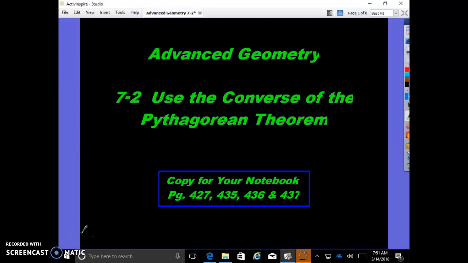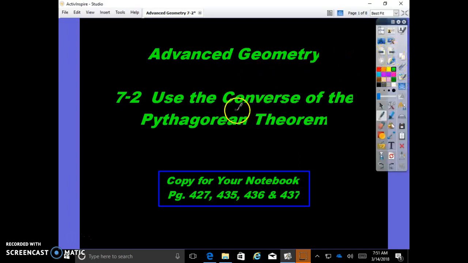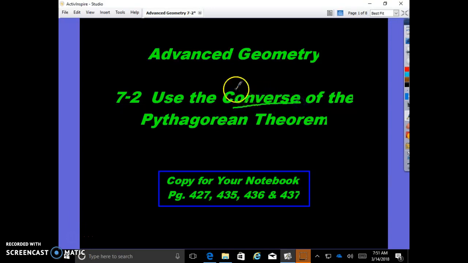This is our lesson on 7.2. Use the converse of the Pythagorean theorem. Do you guys remember converse, inverse, contrapositive? So if P, then Q becomes what? If Q, then P. It's the flip-flop.